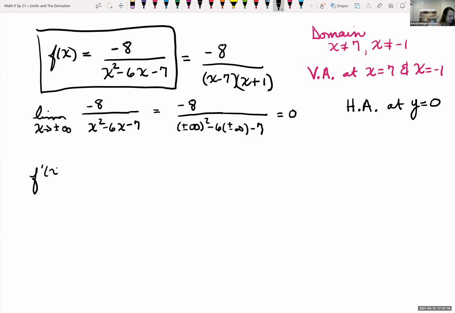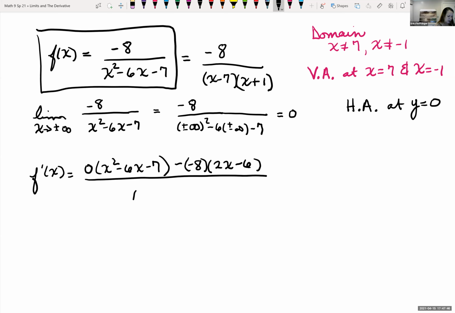So f prime of x is equal to the derivative of our numerator. Well, the derivative of our numerator is just 0 times the denominator, x squared minus 6x minus 7. So I really don't have to write it there. Minus my numerator, so minus a -8, I could write +8 times the derivative of the denominator. So the derivative of the denominator gives us 2x minus 6, all over this denominator quantity squared, x squared minus 6x minus 7 quantity squared.